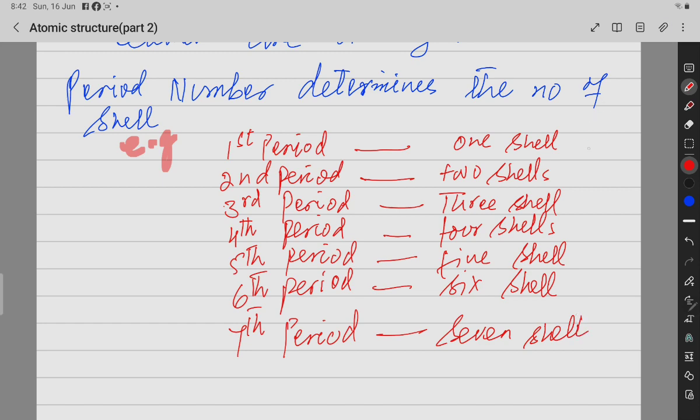The shell names can be K, L, M, N, O, P, and so on. The first shell is known as the K shell, then the L shell, M shell, N shell, but there is no need to write K, L, M. You can write shell 1, shell 2, shell 3, shell 4 and shell 5, and electrons are arranged in these shells.